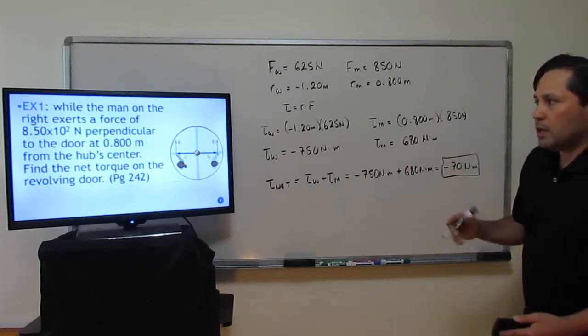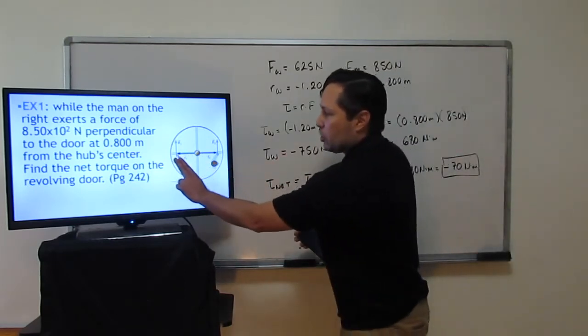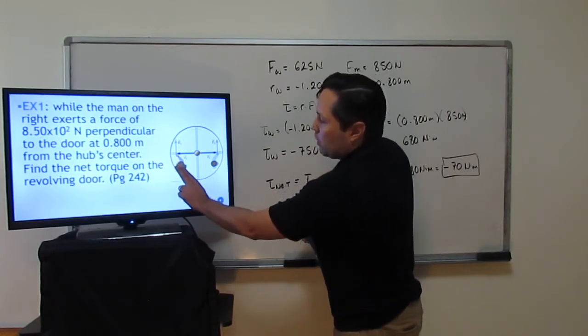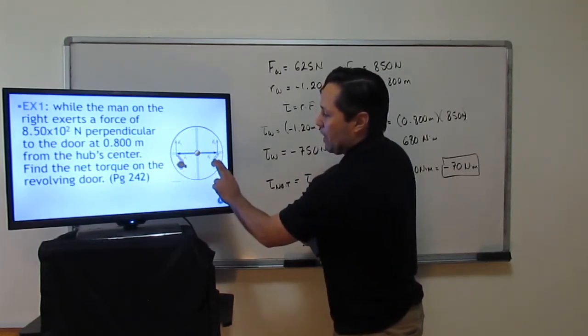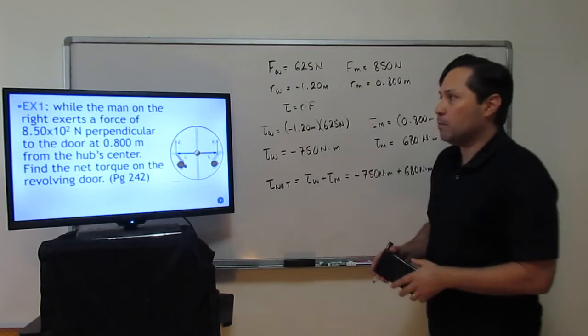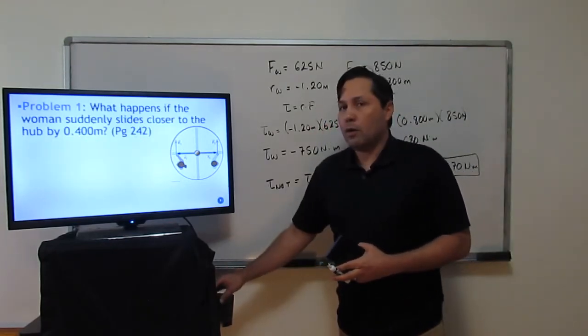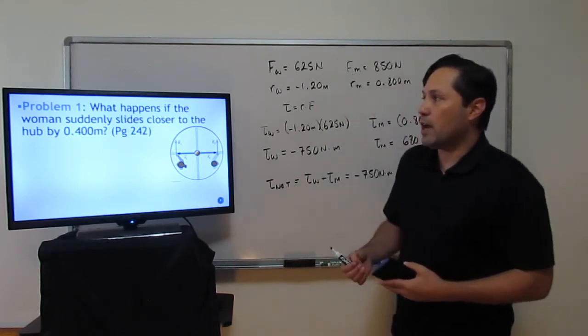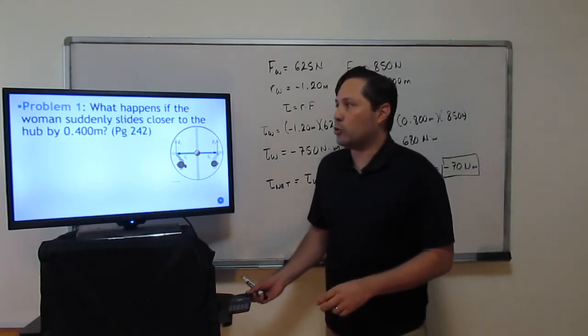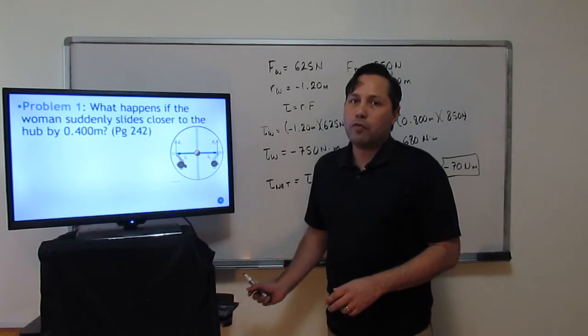Alright, what does that mean? It means that on the negative side, she's going to be able to exert more torque, so she will actually be able to go forward as the man is being pushed back by the hub. So that takes care of example 1. Now, for problem number 1, they ask you, what happens if the woman suddenly slides closer to the hub by 0.4 meters?